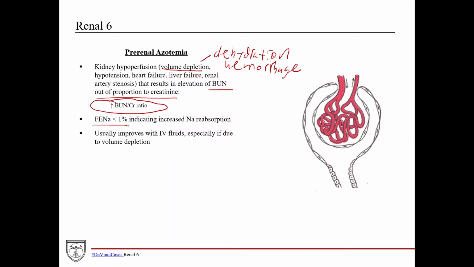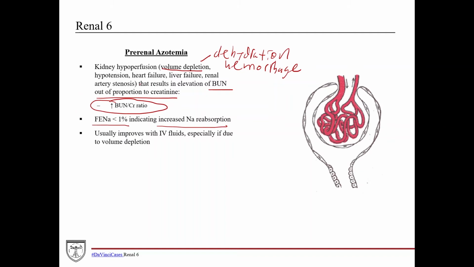Also, the FeNA is less than 1%, which indicates increased sodium reabsorption. Because you remember, most of your sodium is reabsorbed, roughly 95%. But if you're excreting even less than 1%, that means you've actually increased the amount of sodium you're reabsorbing. And this makes sense. If the kidney feels like it's getting hypoperfused, as a reaction to that, it starts increasing reabsorption of even more sodium. Remember, water follows sodium, so the kidney is essentially helping rehydrate the body in a way, if you will.